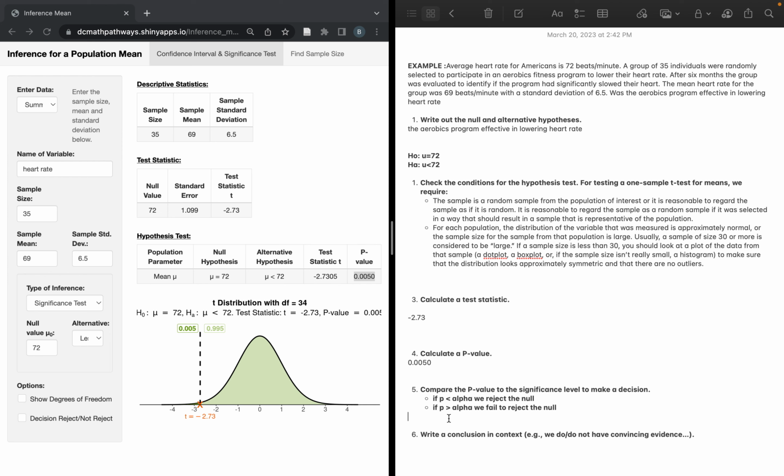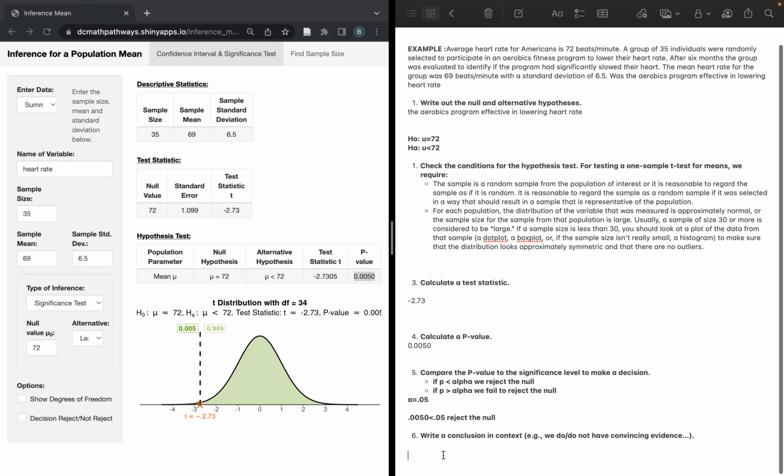Since we don't have an alpha, we're just going to assume our alpha equals 0.05. That's what we're always going to assume if we're not given one. 0.0050 is less than 0.05, so we reject the null. Remember, if p is less than alpha, we reject the null. Whenever you reject the null, that means we have evidence for the alternative.